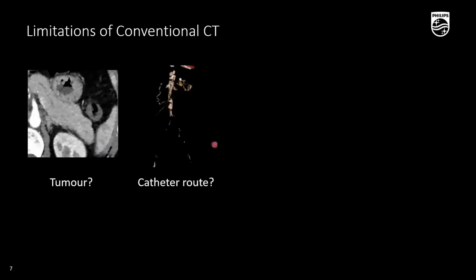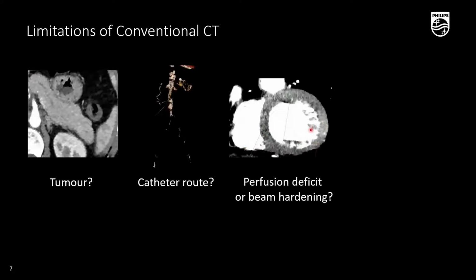In the planning of a TAVI, for example, heart valve replacement, we often have patients that have low kidney function and are not able to tolerate the contrast agent. So we have very little contrast agent in the scan, and we can't really plan the catheter route. Is there a blockage of the arteries, the vessels, that we need to know? For example, in the myocardium, we might see what looks like a perfusion defect, a deficit, but it could also be beam hardening. And right here in the myocardium, that's where we often will see beam hardening artifacts. So this can cause uncertainty as well.